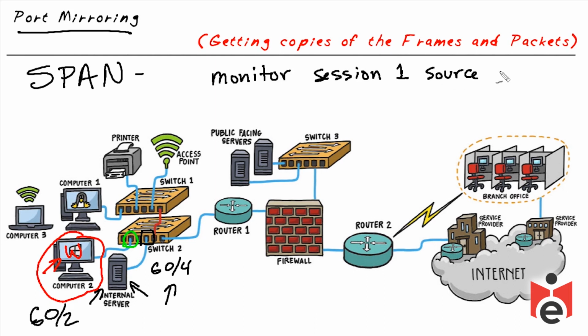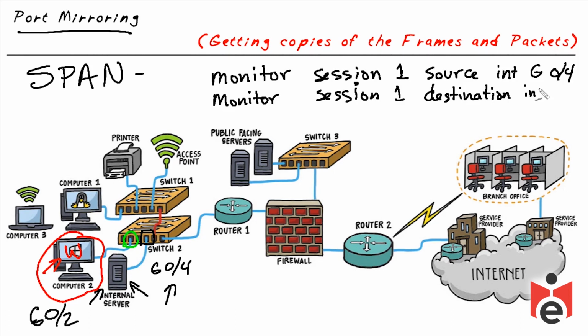Monitor session and a number. For example, session number 1, which is just identifying that SPAN session in the switch, and we use the source keyword and then specify interface gig 0/4. That's where we want to pull the data or the frames from. And then the second line is to specify where we want those copies of the frames to go. And we use the command monitor session 1 destination, and then the interface where our monitoring device is that's going to collect those packets. In this case, it's the Windows machine, computer 2, on port gig 0/2. And that would cause switch 2 to take all the frames on port gig 0/4 and mirror them or copy them over to gig 0/2 for analysis.